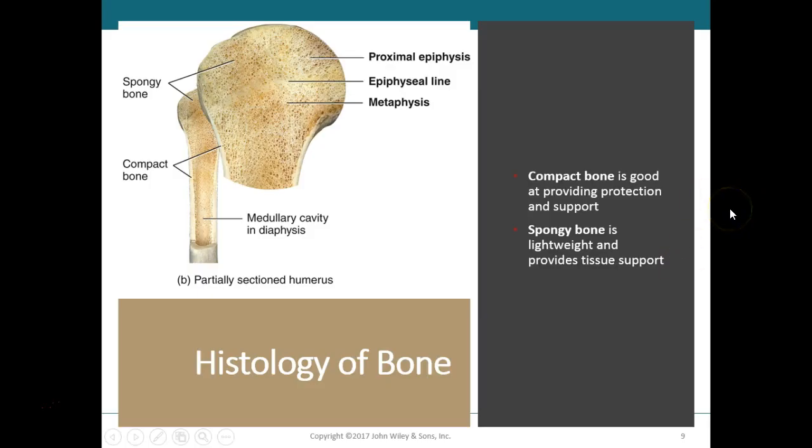Alright, so the matrix of a bone contains inorganic salts, primarily calcium phosphate or calcium carbonate. We call those calcium salts hydroxyapatite. And then, of course, we also have some collagen fibers that help to make up that bony tissue as well. Compact bone is going to be very good at providing protection and support because it's very hard, it's tightly packed together. Your spongy bone is going to be lightweight and filled with marrow, and that helps the bone to be more lightweight so that your bones are not really heavy.